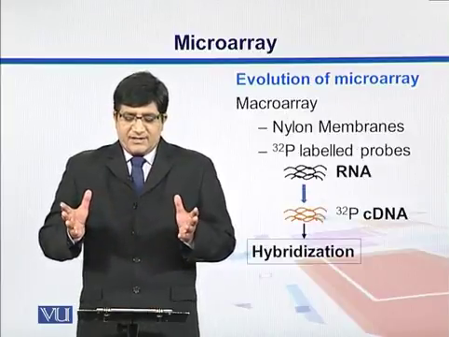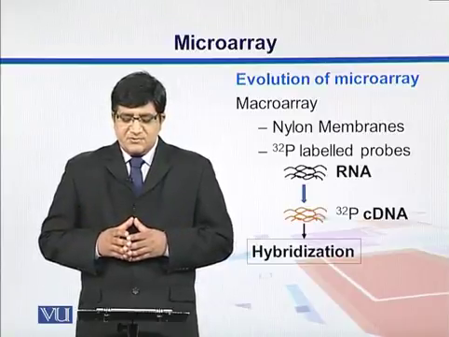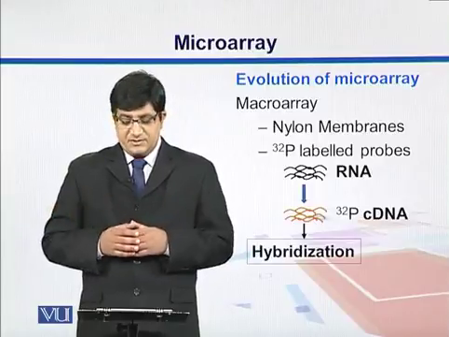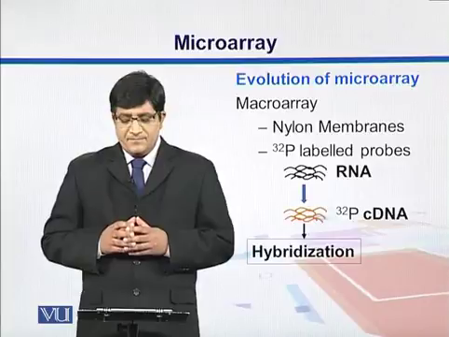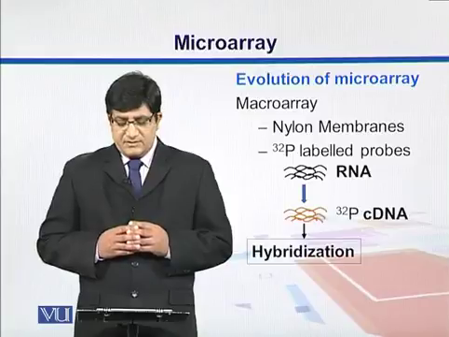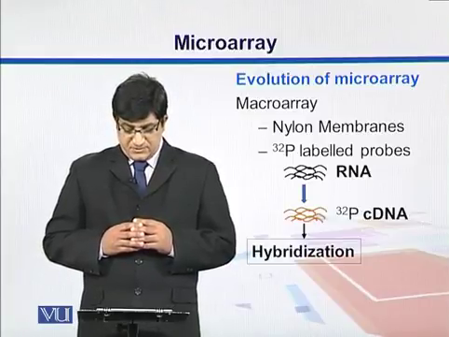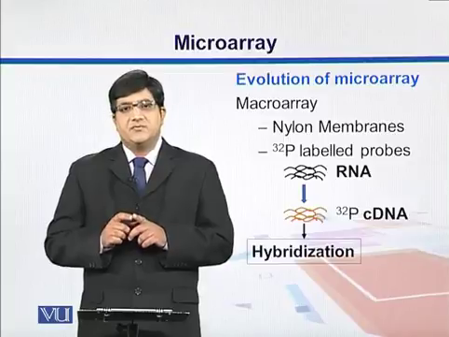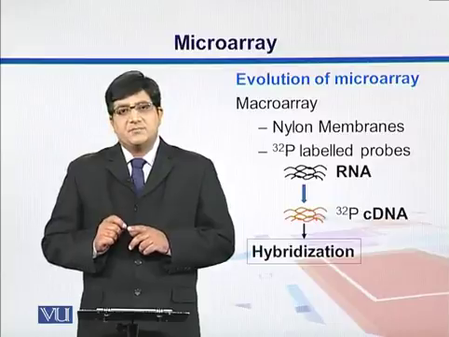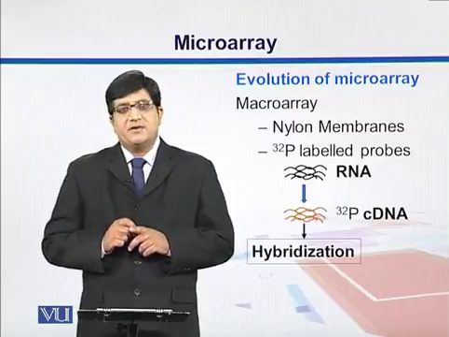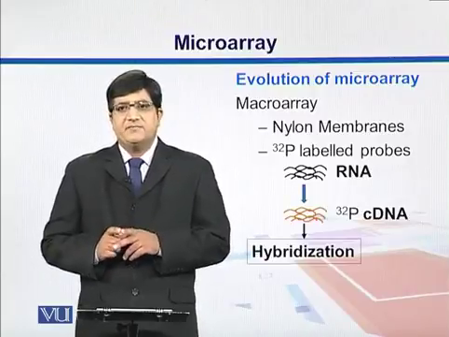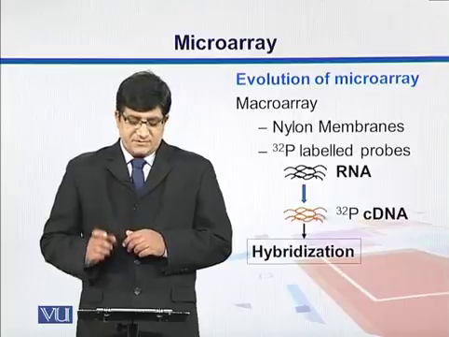Then came another technique called macroarrays. In macroarrays, they use nylon membranes and also 32P, or phosphorus-labeled, probes. So we can have RNA and let it attach with the cDNA, where you have those 32P's. In this way, they hybridize with one another. Wherever you have those labeled cDNA probes, they go and bind with the RNA. So in this way, you can capture the RNA and have an idea about their relative intensity, or you can have their sequences.